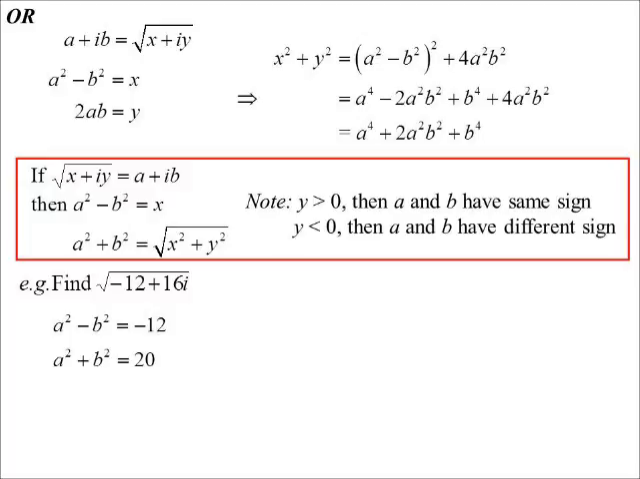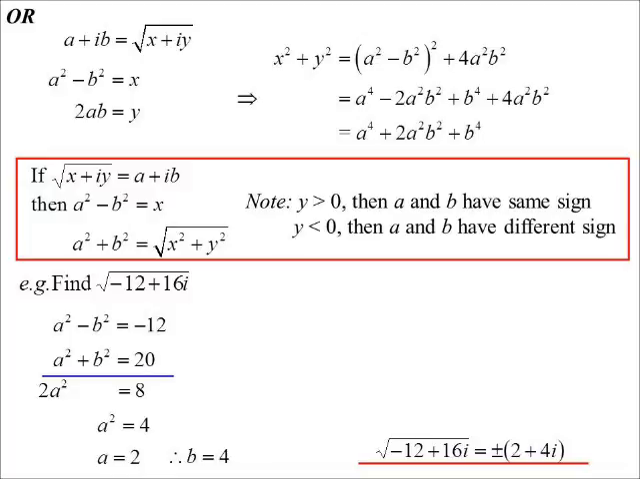You've now got a couple of very simple simultaneous equations to find a and b. 2a squared is 8, so a is 2. Therefore, b is 4. The imaginary part is positive, so they are the same sign. So it's plus or minus 2 plus 4i. There's your answer. Okay. Now, I don't know that that method's in a lot of textbooks. Might be now Cambridge, I'm not sure. But certainly it's a very quick method of doing it.